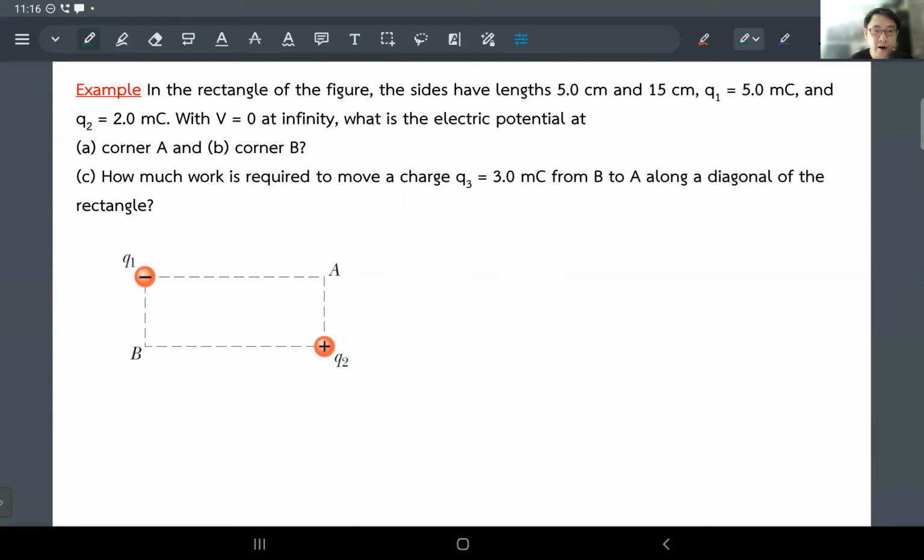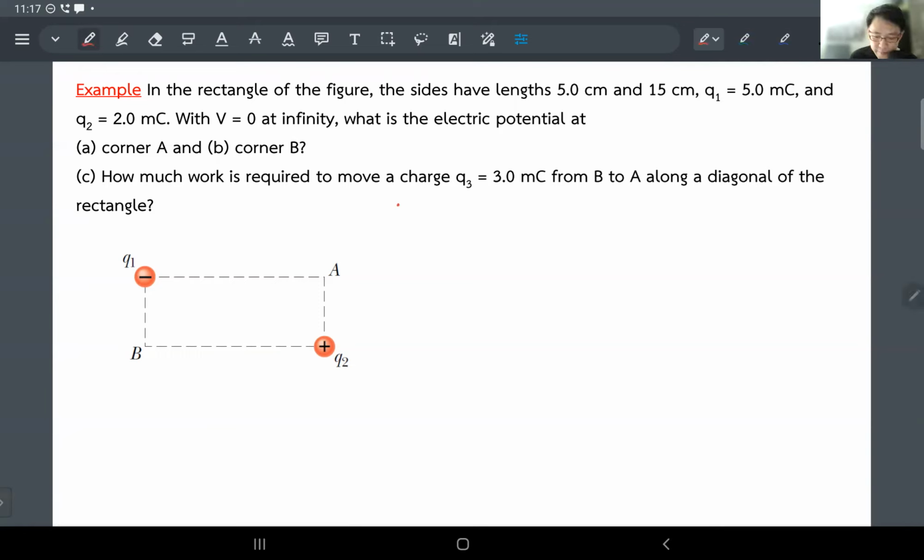In the rectangle of the figure, the sides have length 5 centimeters and 15 centimeters. Q1 is given, Q2 is given, V is 0 at infinity as usual, so you're allowed to use the kQ over r expression. What is the electric potential at corner A and at corner B? So you just want to figure out your potential at A and at B. Let's do that first, and the high point of this is just question C.